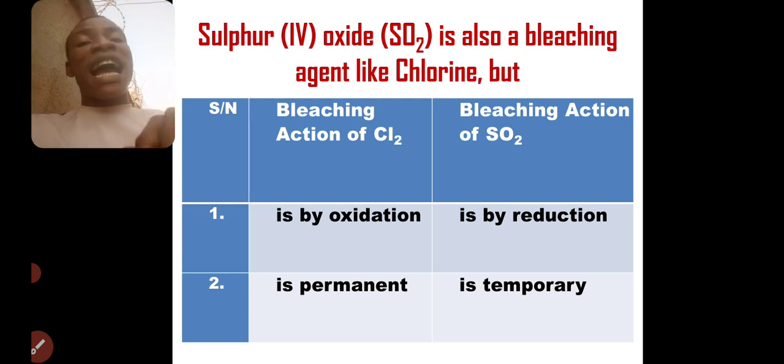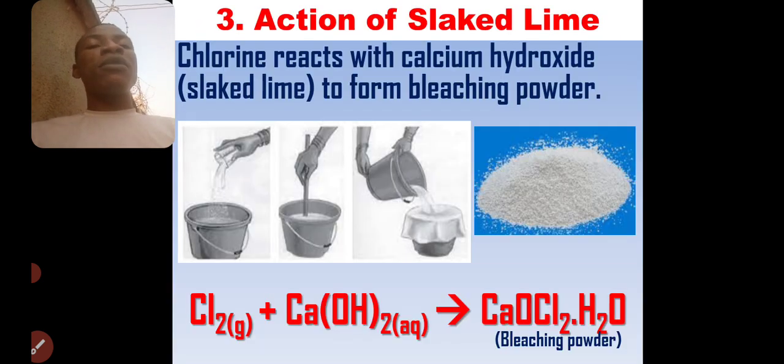Normally you don't use chlorine to bleach straw hats and wool that are very delicate, because chlorine is a very strong oxidizing agent. So you end up using SO2, which is a mild agent and will not destroy the fabric or the straw hats. That's why you use SO2. But because its bleaching action is temporary, the thing will turn yellow after some time.